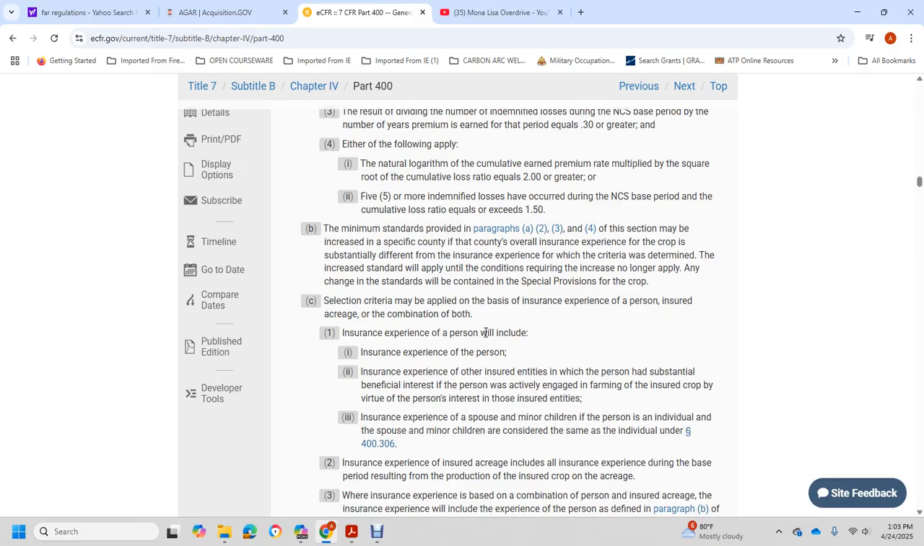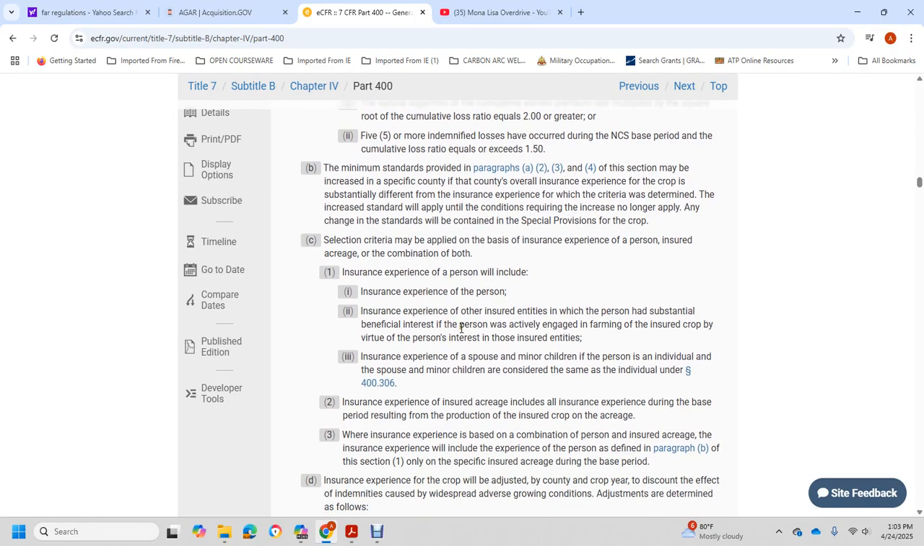Any change in the special provision of the crop selection may be applied with the base insurance experience. The person's insured acre combination: both the insurance experience will include the experience of the person and the experience of any other insured entity in which this person has a substantial beneficial interest and is actively engaged in farming the insured crop. By virtue of the person insured, the experience of the spouse and minor child of an individual is included with the individual's insurance experience.